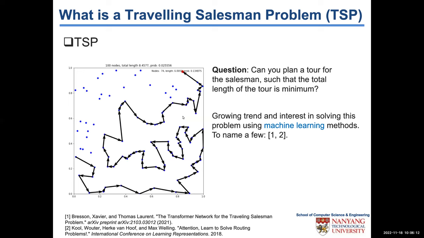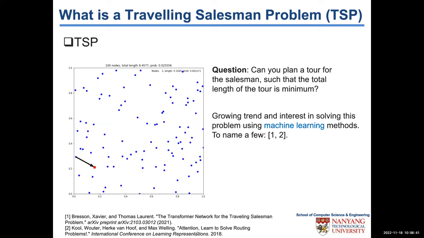However, during the recent years, we have witnessed the growing trend and interest in solving this problem using machine learning methods. Here I listed two signature and milestone works for this domain, listed down below in the slides. And especially if you are very interested, I highly recommend you to pay more attention to the second work, with the title Attention, Learn to Solve Routing Problems, where they use the well-known self-attention mechanism and deep reinforcement learning algorithm to solve this traveling salesman problem.